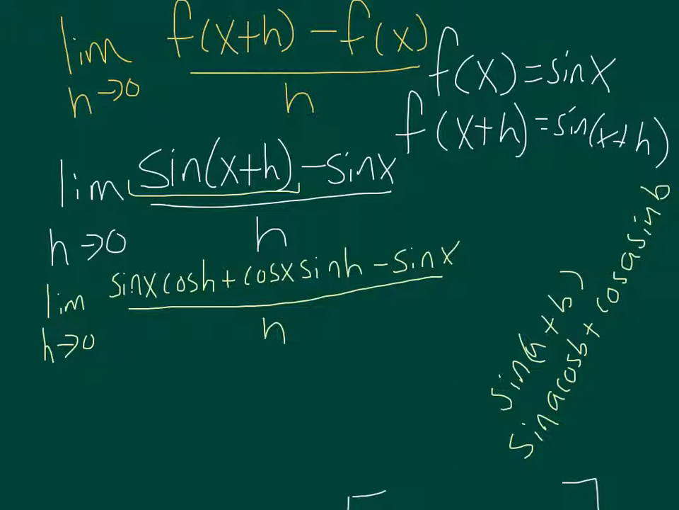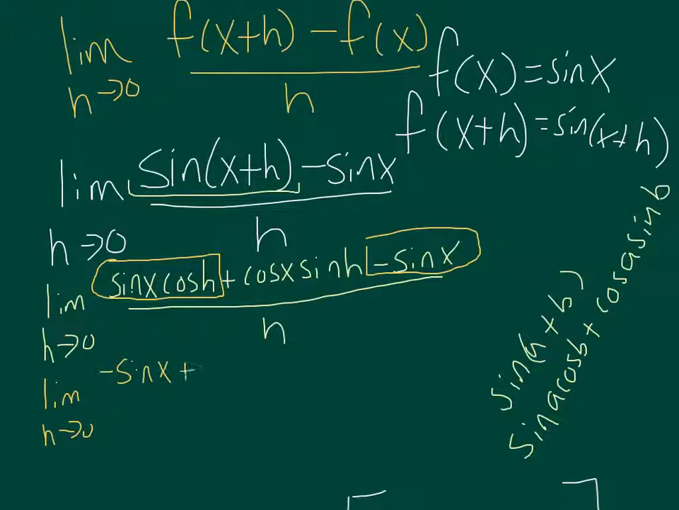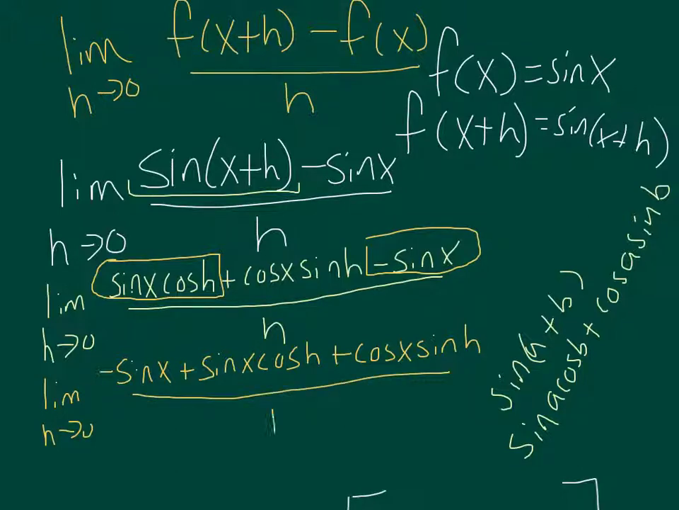Okay, we're going to continue with this. I'm going to rearrange my numerator to group my two terms of sine x next to each other, and get the limit as h approaches 0 of negative sine x plus sine x cosine h plus cosine x sine h all over h.